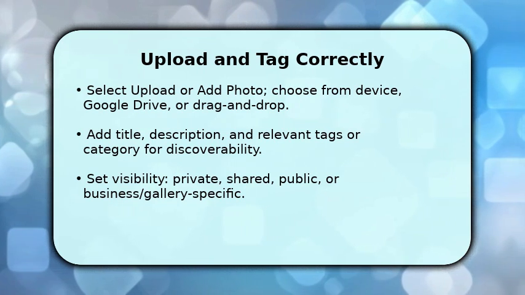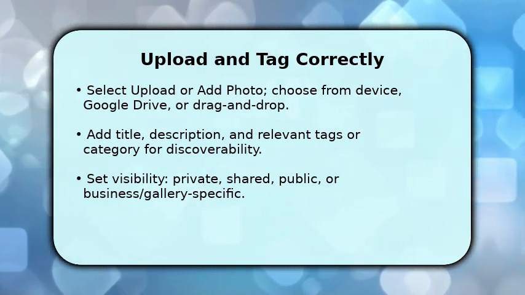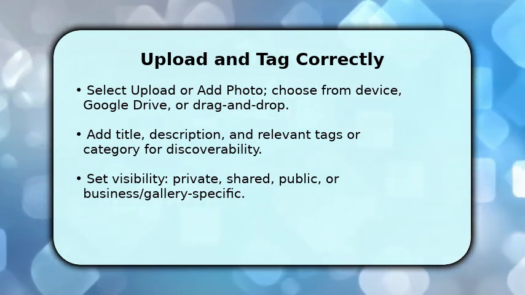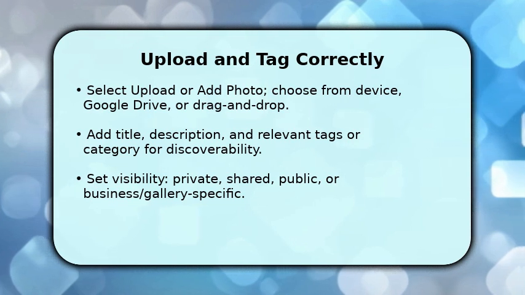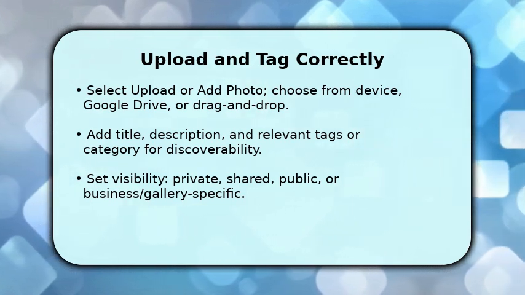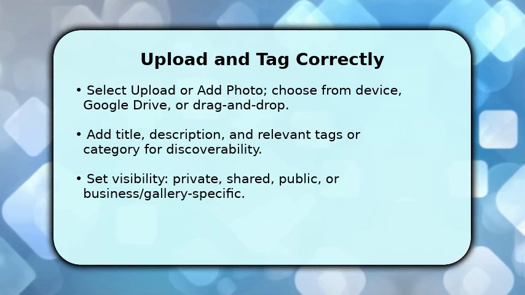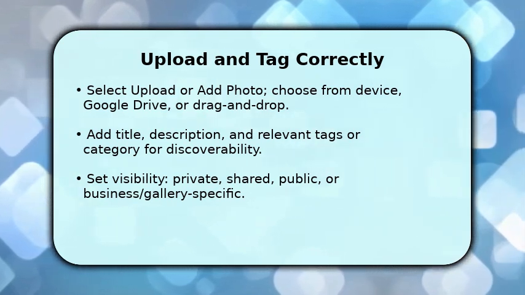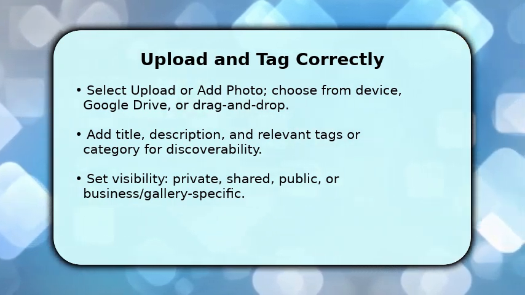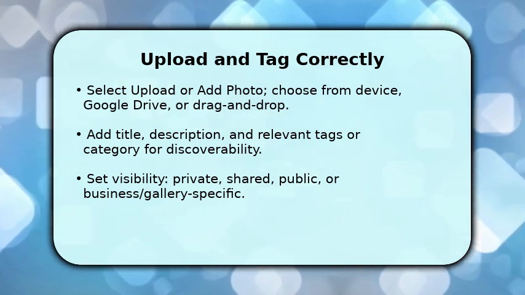Once the file is uploaded, add a clear title and a concise description explaining what the photo shows and why it matters. Use location tags and categories when available so Google Places and other users can find it. For business profiles, assign the photo type: interior, exterior, menu.